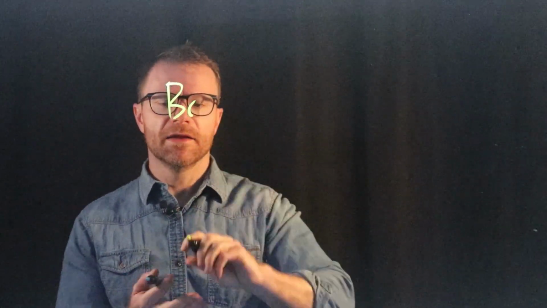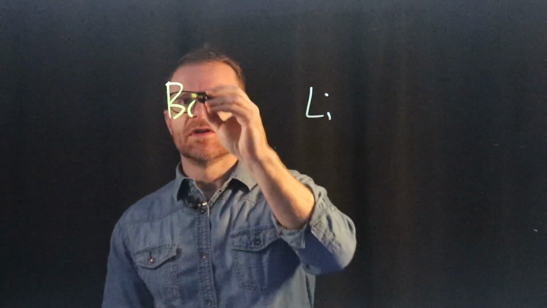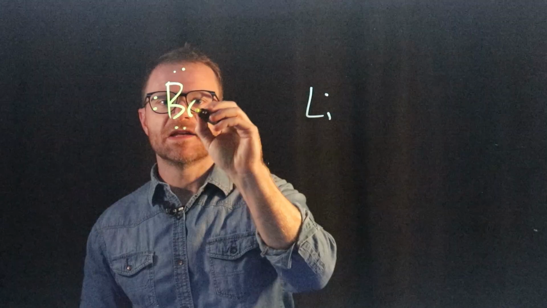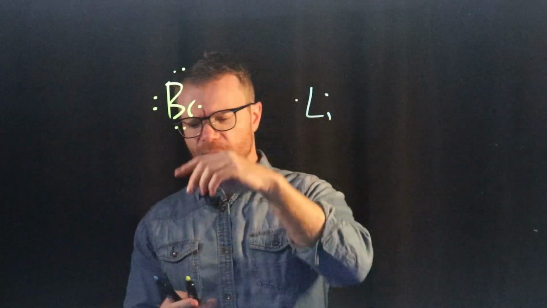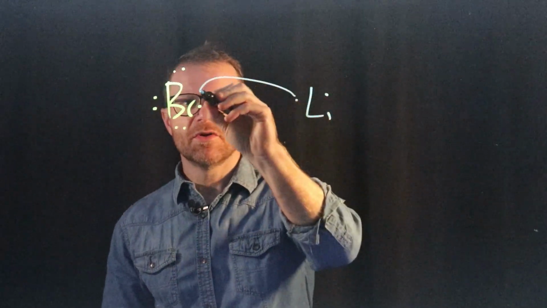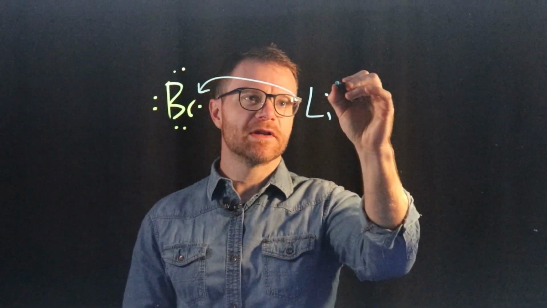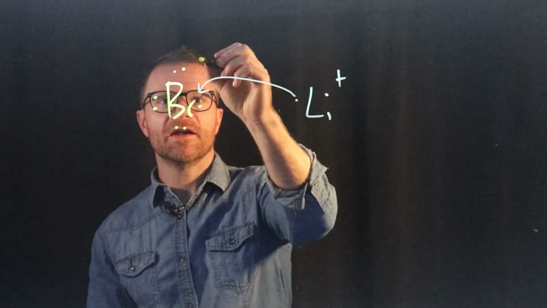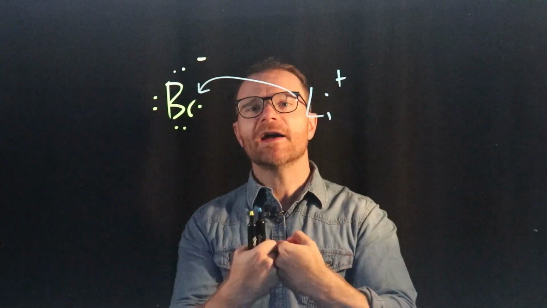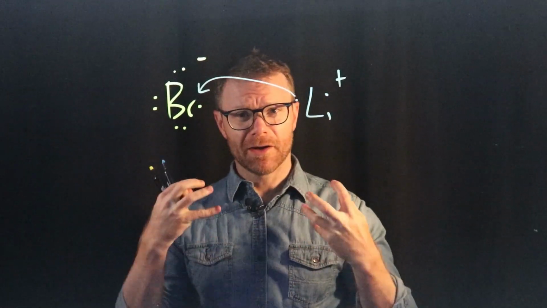So for instance, if I had bromine and lithium, and I were to look at their valence electrons, we would see that bromine has 7, it's a halogen, and lithium has 1, it's an alkali metal. In order to become stable, lithium would give up its 1 electron to bromine. In doing so, it would lose an electron and gain a positive charge. Bromine would gain an electron, gain a negative charge, and so those two equal and opposite charges would attract and form a stable ionic compound.